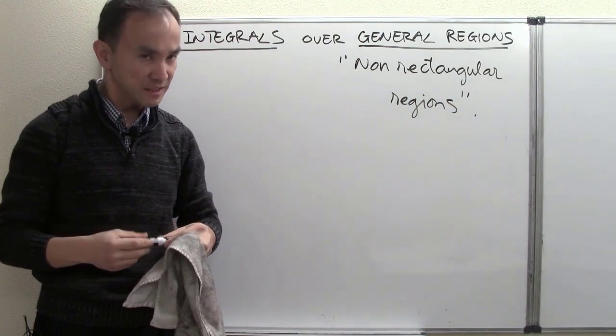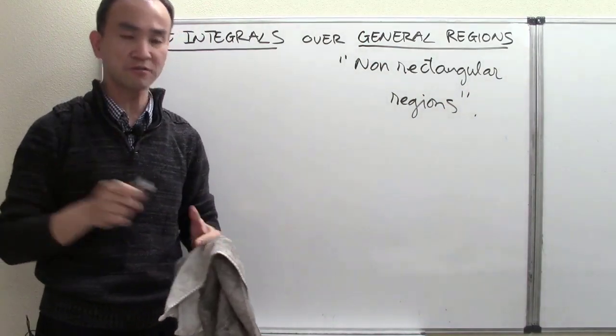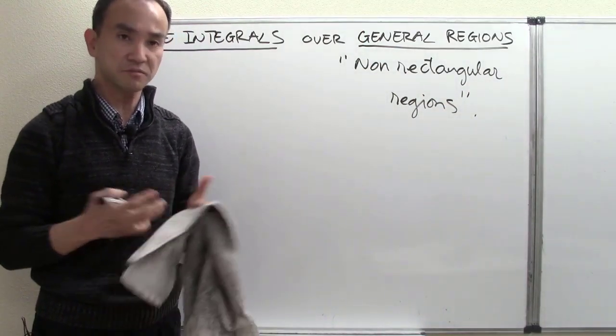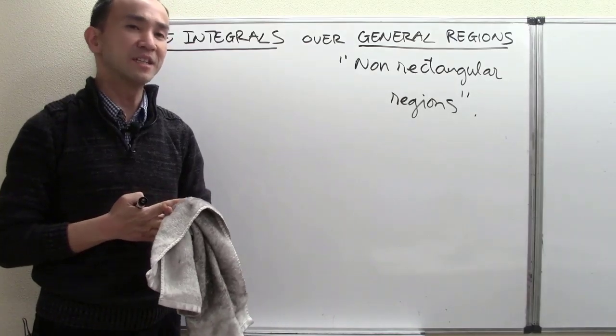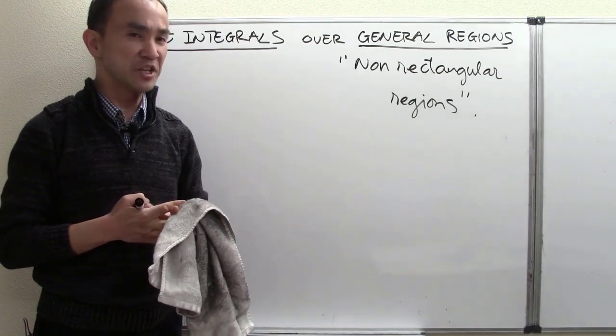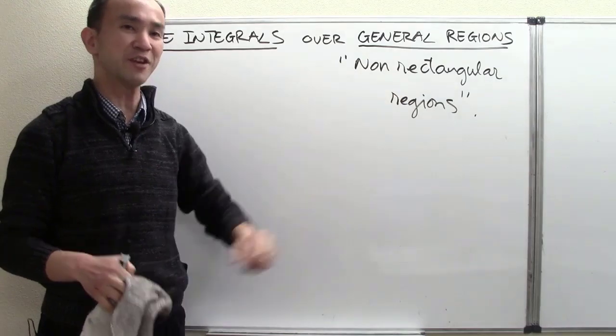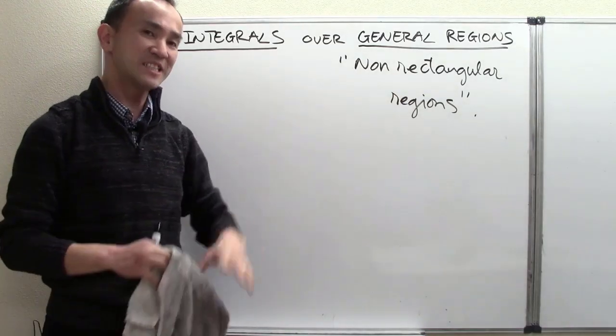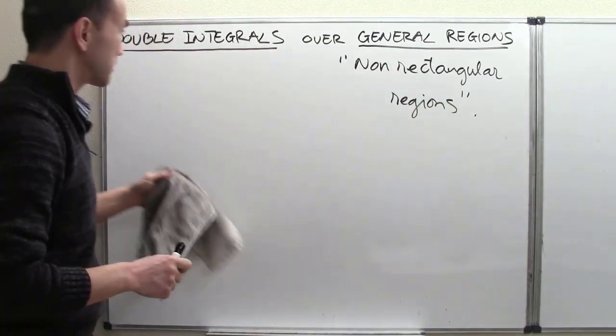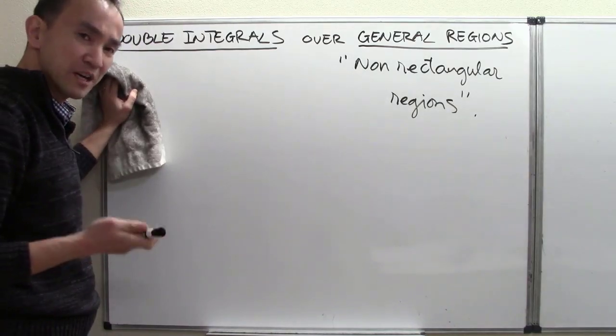It could be a circle, a loop, a triangle, a parallelogram, or a trapezoid. It could be anything non-rectangular. All right, and so that's the idea. Now, to get started, I am going to bring in one problem.